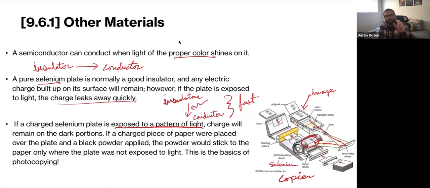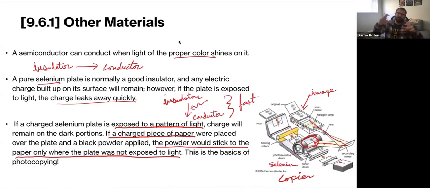Okay, now if you take a charged piece of paper, so it's got to have a static charge on it. If you take a charged piece of paper and you place it over the plate and then apply a black powder, well, the powder would stick to where the selenium still is charged. And that's actually the basics of photocopying.